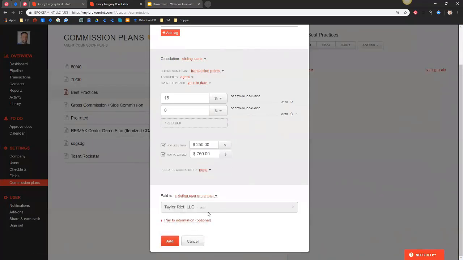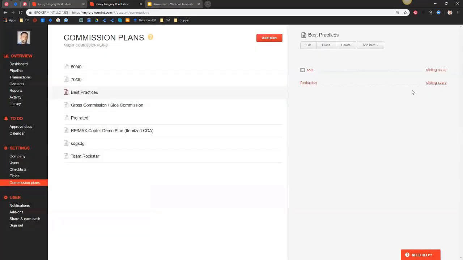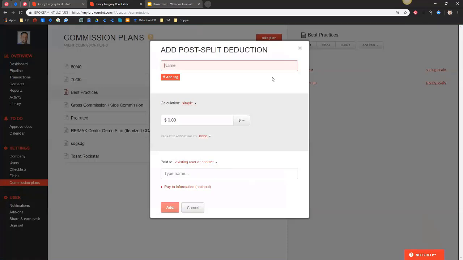Once we define who we're paying that deduction to, we can add that to our commission plan. And as we work through this, it happens quite often. We have a lot of these sometimes deductions. Sometimes there's an admin fee, or sometimes there's a transaction coordinator fee. These can easily be added to your commission plan templates as $0 line items. What's convenient about adding $0 line items is in a transaction, it will automatically be added to every commission plan as $0.